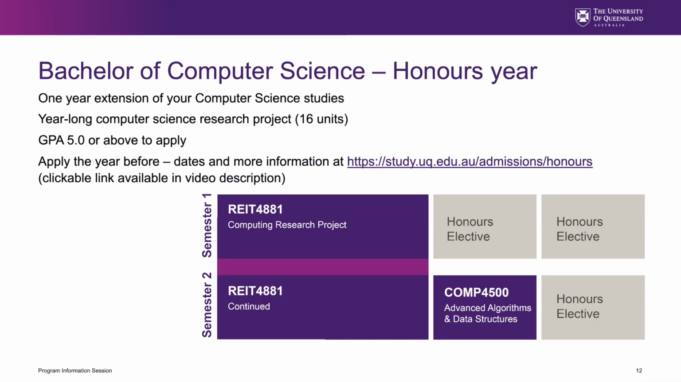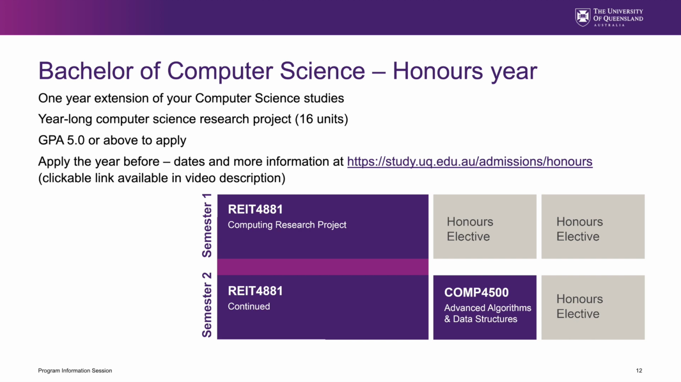At the end of your Bachelor of Computer Science, you might wish to do an honours year. This is a 1-year extension of your computer science studies which will involve you doing a year-long computer science research project, which will be worth 16 units, as well as some additional coursework. You need to have a GPA of 5 or above to apply, and you'll usually apply the year before. Dates and more information can be found at the following link.